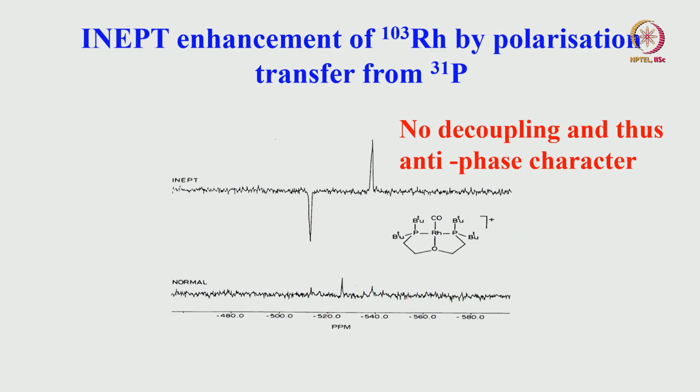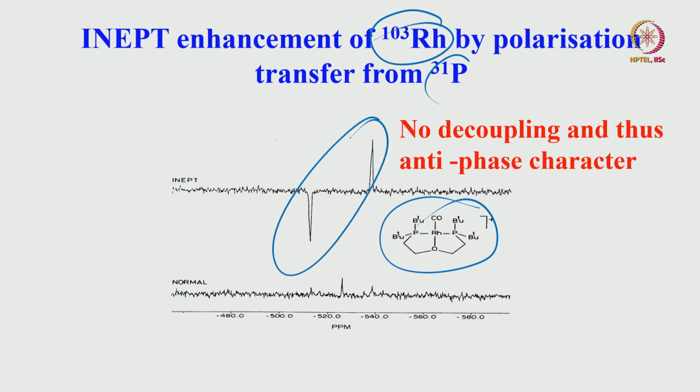Of course, the INEPT experiment can be done on any other nuclei. Need not be carbon 13 or nitrogen 15. INEPT enhancement of rhodium 103, where the polarization is transferred from phosphorus in a molecule like this. Here there is no decoupling, because of its antiphase character. That is why you look at the antiphase. But here is the normal spectrum. See, this signal is so weak, you will not be able to see anything.